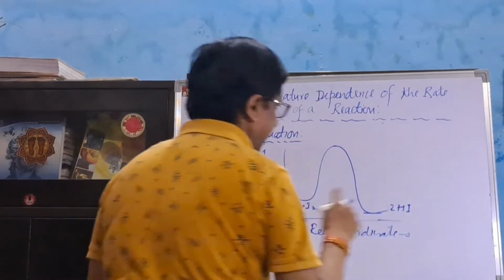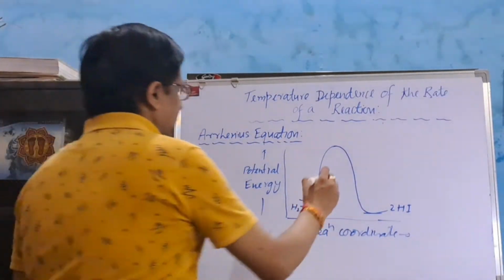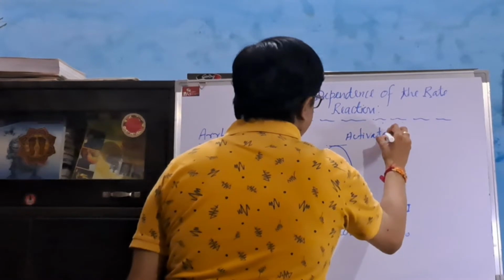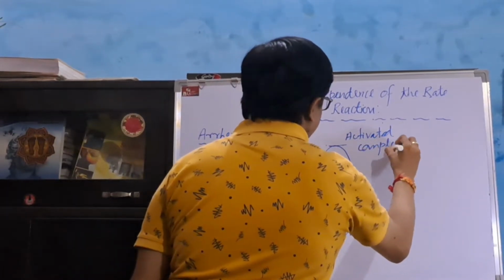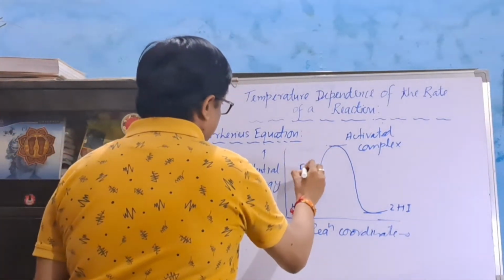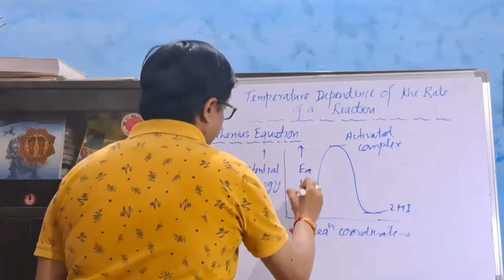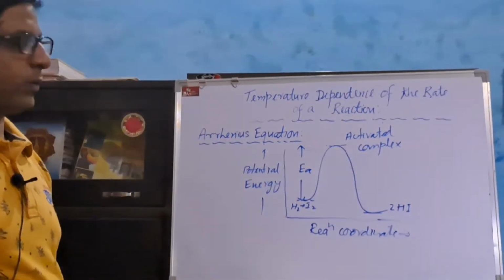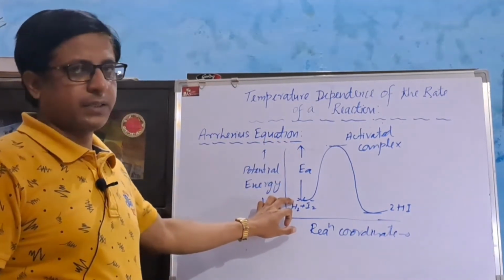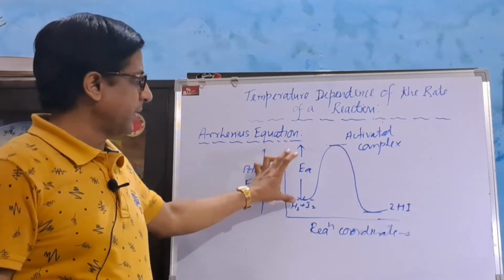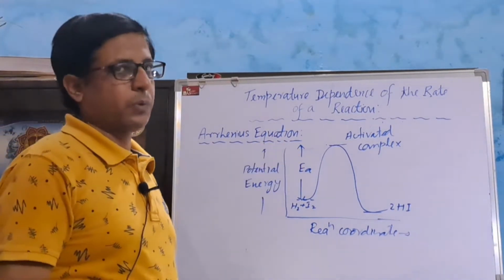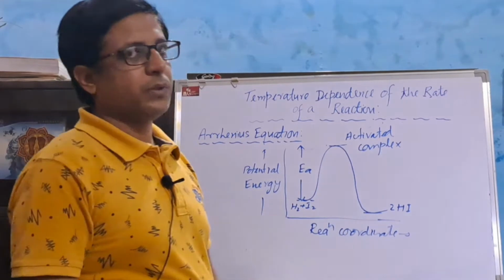according to this graph. This is the energy of activated complex. The difference in energy between the reactants and activated complex is known as activation energy. This energy must be supplied to reactant molecules in order to get converted into the products.